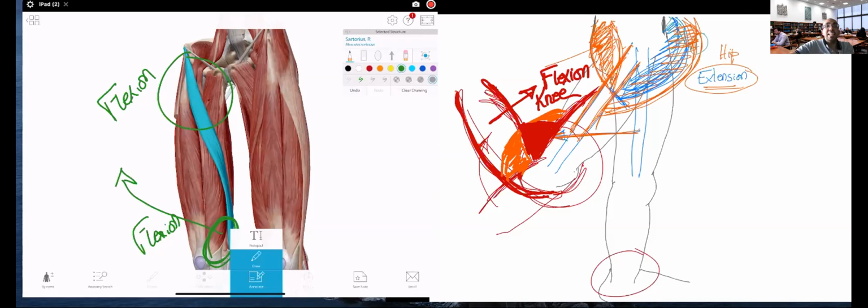towards this point of origin. So I'm allowing lateral rotation of the thigh. I am putting this point of the thigh to move towards this point where I get the origin from. So I'm putting the thigh to move from a medial position to a lateral position. It's a lateral rotation of the thigh. So again, what are the actions of my sartorius? The sartorius muscle allows flexion of both hip and knee, and lateral rotation of the thigh.